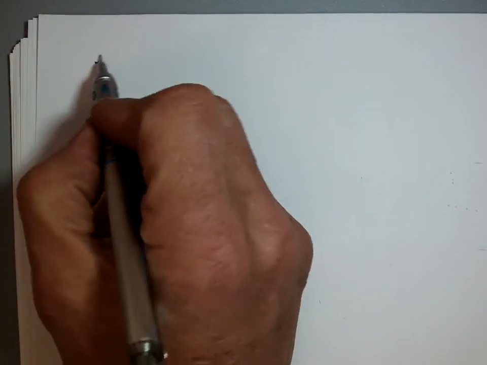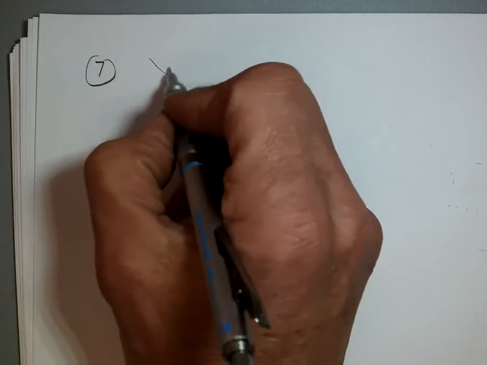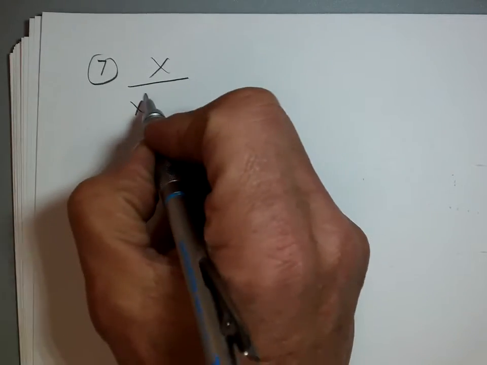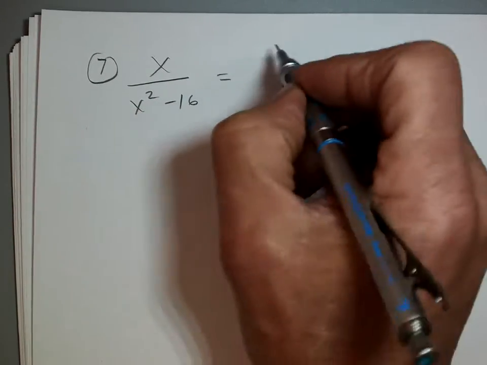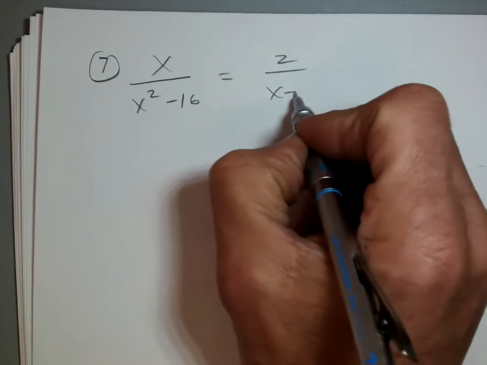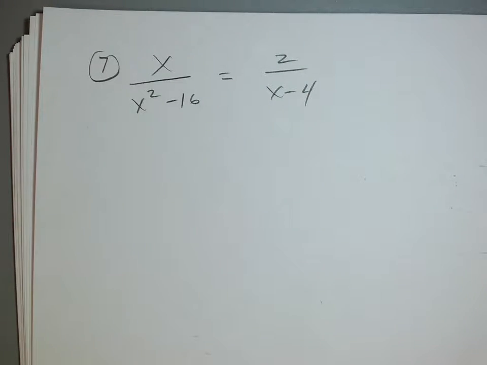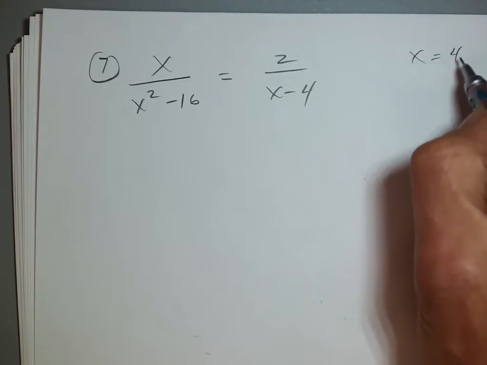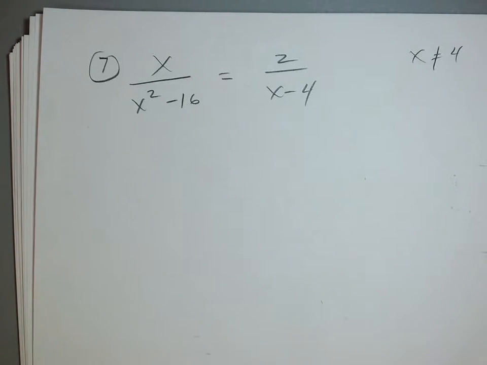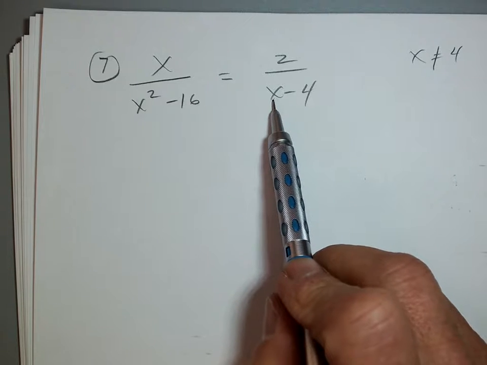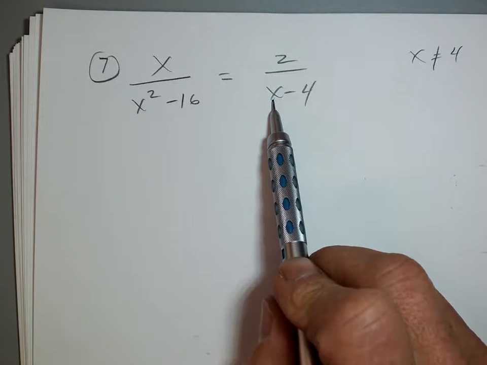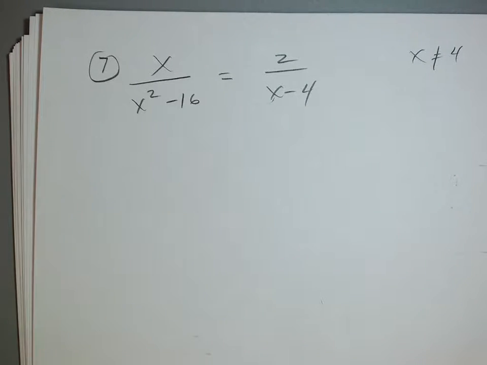7, we did on the warm-up also, but I don't mind doing it again. And I did that on purpose. So, number 7, we have x over x squared minus 16 equals 2 over x minus 4. Now we need an x answer. But if my x answer is x equals 4, I can't have it, because you cannot divide by 0. If x is 4, we'd have 4 minus 4 is 0, okay? And on the warm-up, we found that. But let's do it again, okay?